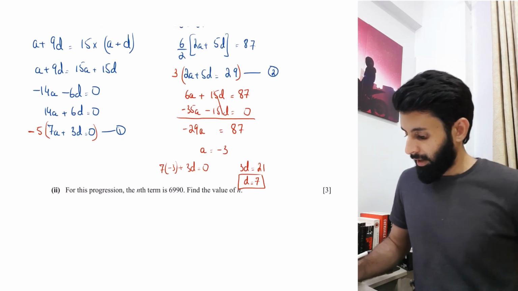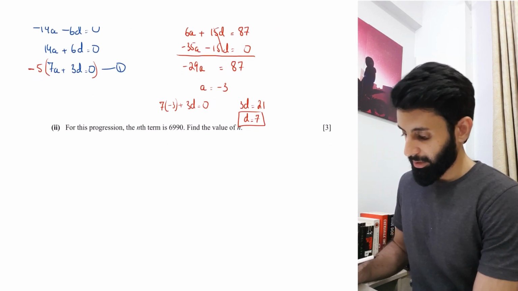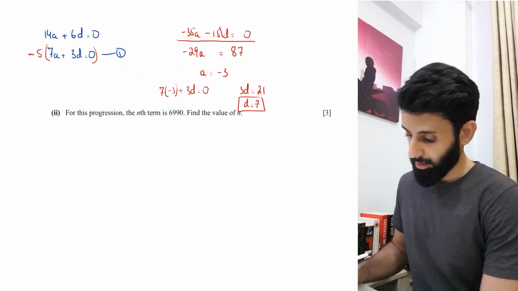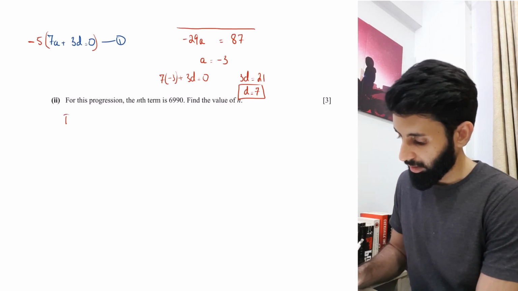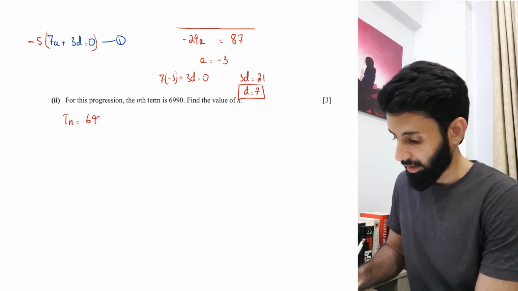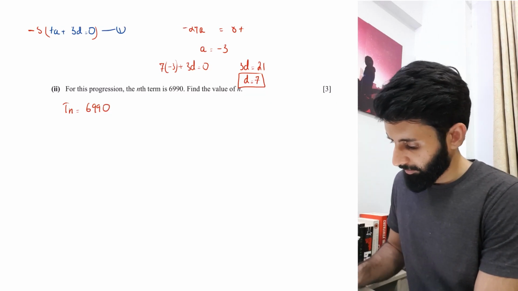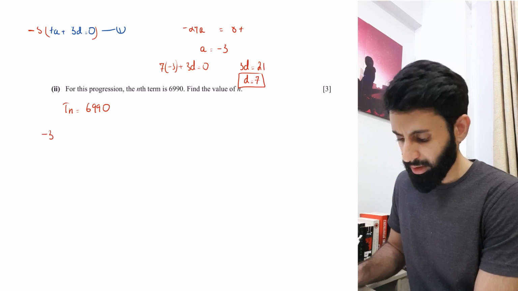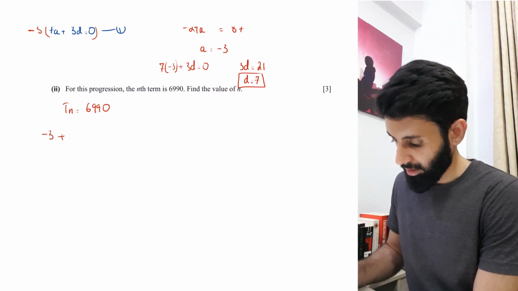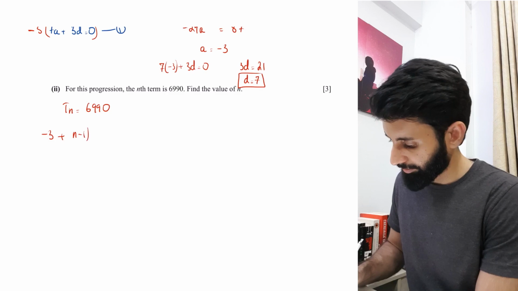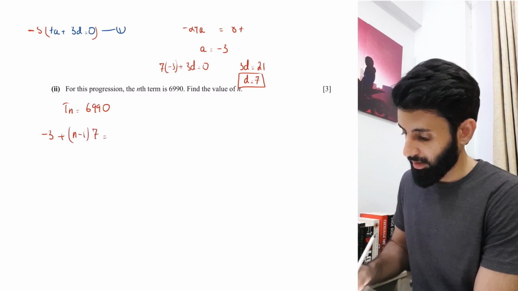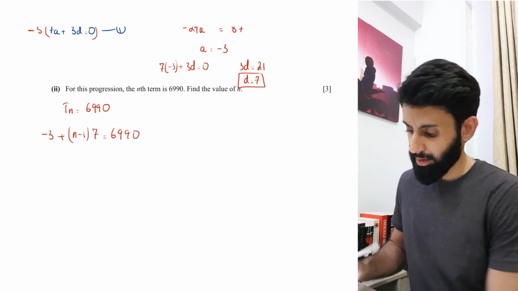Okay. Then it says for this progression, the nth term is 6990. Find the value of n. So there is a certain term which is equal to 6990, and our job is to find which term that is. So no big deal. So we're going to do A, so good thing we figured out A, in fact, we need it now, plus n minus 1 times D, which is 7, is equal to 6990. And you get 3 marks for this.